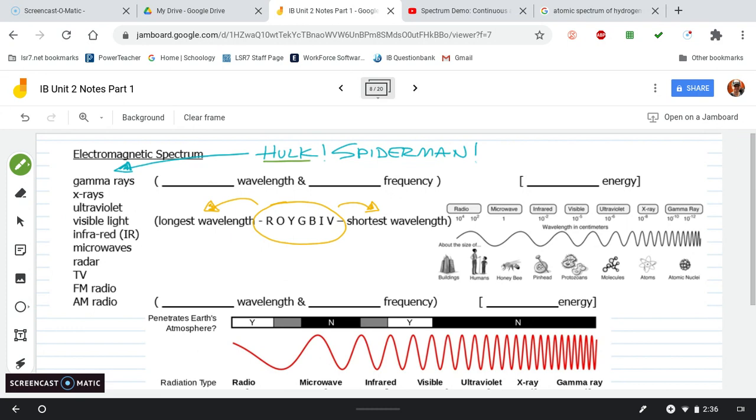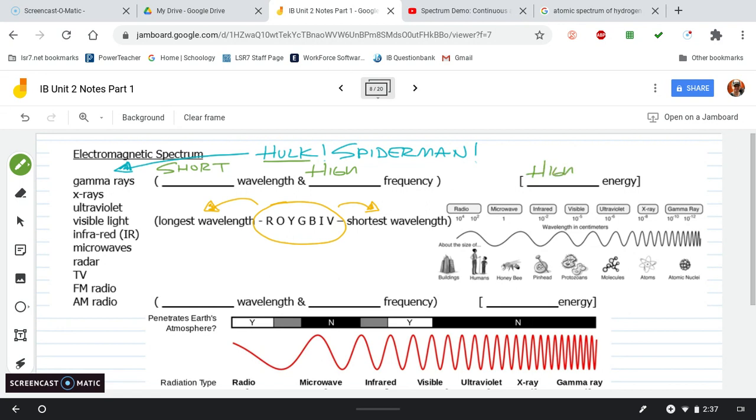So there we go. A gamma ray is going to have, and we have these two blanks here, a low or short wavelength. So let's go ahead and write that in there. And it's going to have a high frequency. So a short wavelength and a high frequency, okay? And this is high energy. So these are high energy.